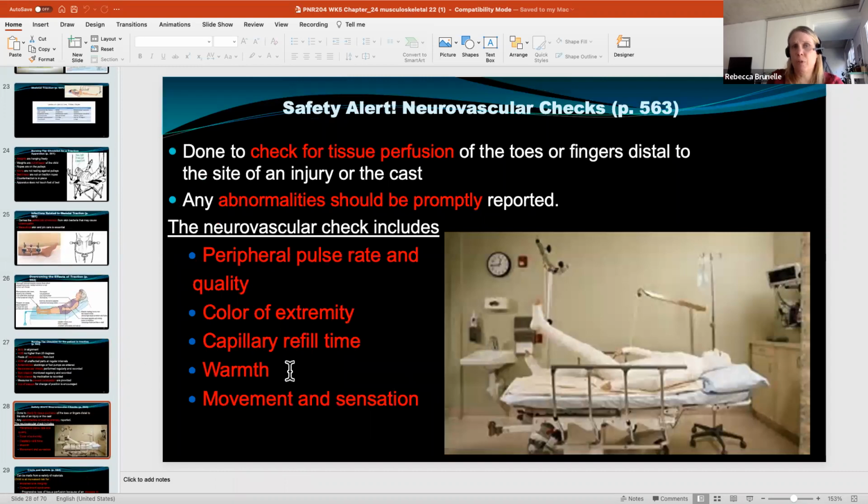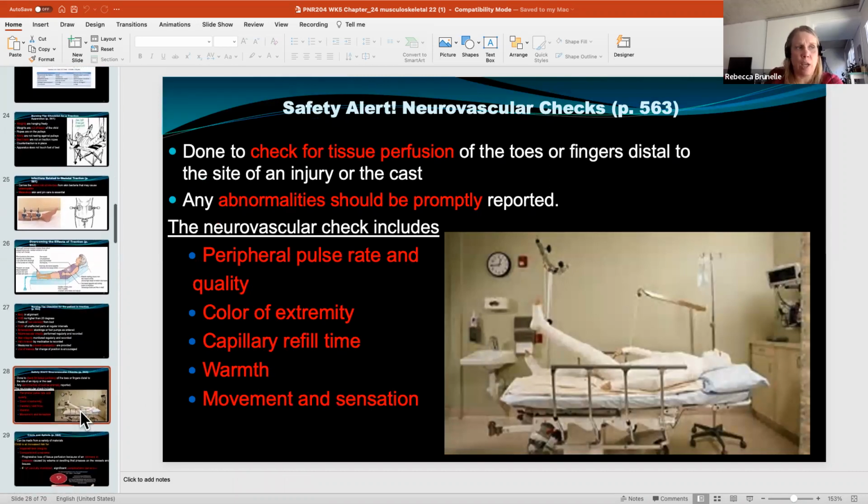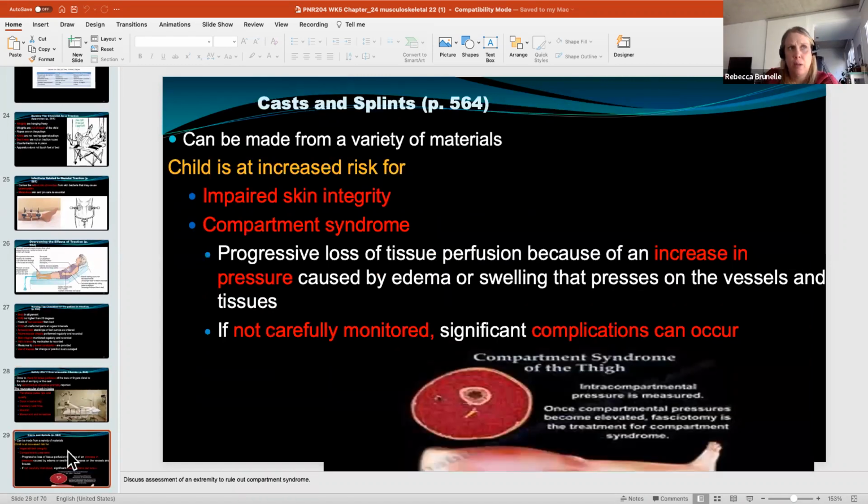You've undoubtedly talked about this. One of the most important things you do for traction is the neurovascular checks. You're going to be looking at pulses, color, cap refill time, warmth, movement and sensation. So what can you guys tell me? What's a normal cap refill time? Less than 3 seconds. Yeah, very good. So if it's prolonged, what are you worried about? Impaired circulation. Yeah, very good.